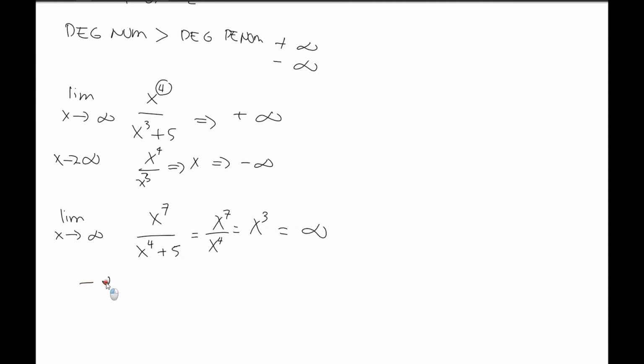However, if we use negative infinity here, then if we substitute any number and cube it, for example, negative 1 will be negative 1. If we have negative 2, it will be negative 8, right? So the answer for this one, if we use negative infinity, is negative infinity. So for the degree where the numerator is greater than the denominator, you have to do a bit of analyzing and just using the leading terms here.